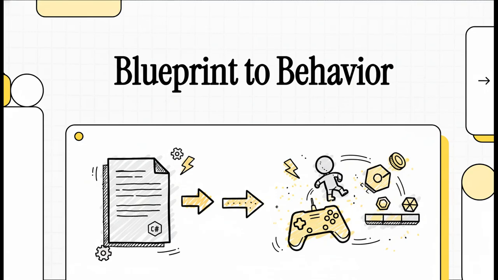All right, welcome. Today, we're going to pull back the curtain on something that's at the very heart of making games in Unity. We're talking about how a simple C# script, just a text file really, transforms into the living, breathing behaviors that make our games actually work. We're going to go from a code blueprint all the way to interactive behavior, step by step.